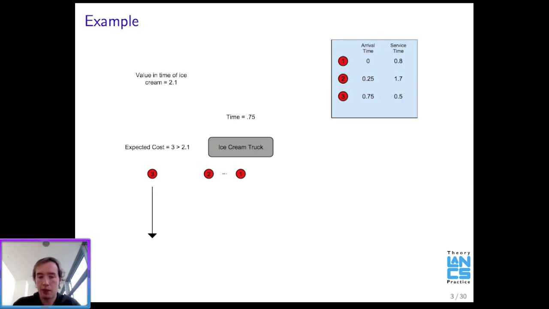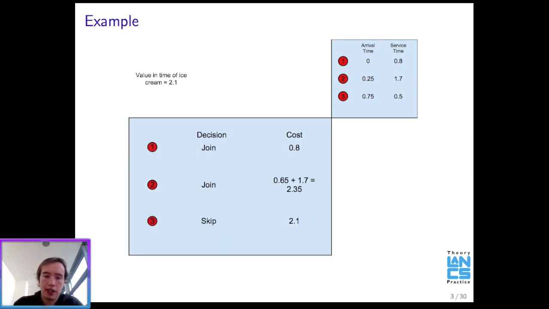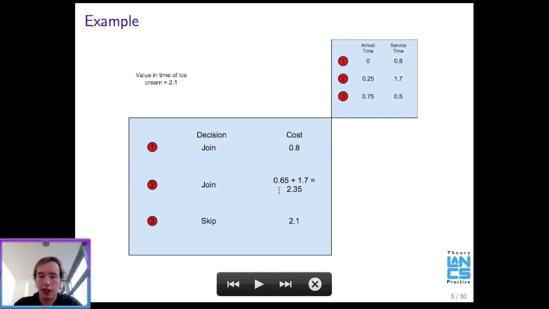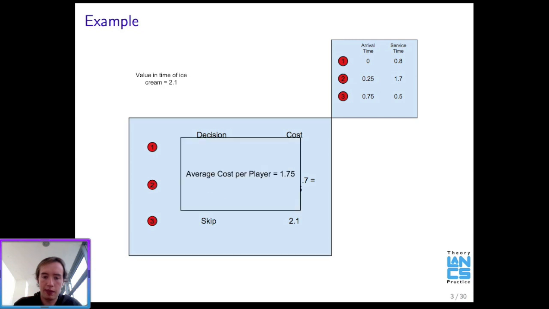Now we can take a look at some summary statistics for this queue. And here we can see the cost per player. First player's cost is simply his service time. The second player's cost is his service time plus his wait, giving him a cost of 2.35. And the final player's cost is simply his skip cost. So this gives an average cost per player of 1.75. So that was selfish behavior, where each player is attempting to reduce their own cost with no thought to the system.